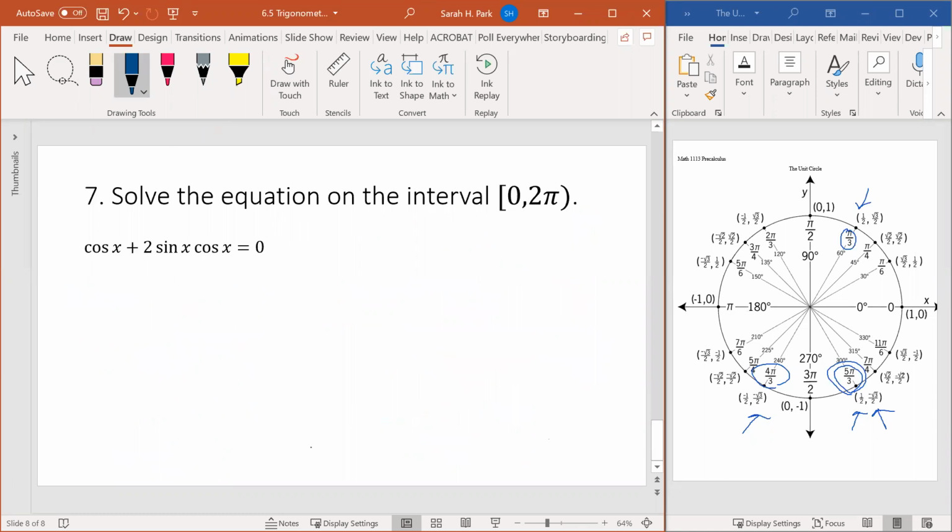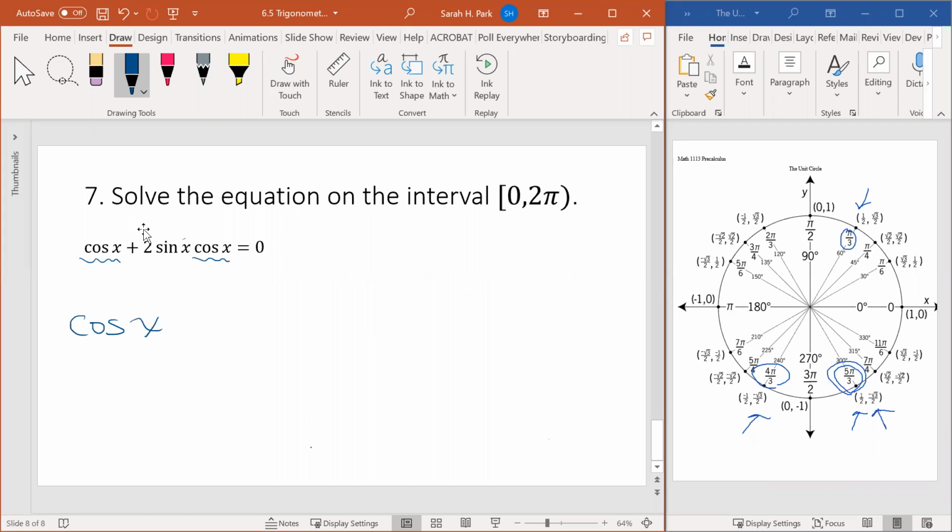Okay, let's take a look at the last problem together, 7. Solve the equation on the interval 0 to 2 pi for cosine of x plus 2 sine x cosine x equals 0. This is not quadratic. We don't see a squared, but we're going to use the factoring process to solve this. How we can approach this is, you can factor if you see 2 terms or several terms being added or subtracted, and they have common factors. Here the common factor is cosine of x. So we know we can factor the cosine of x out.